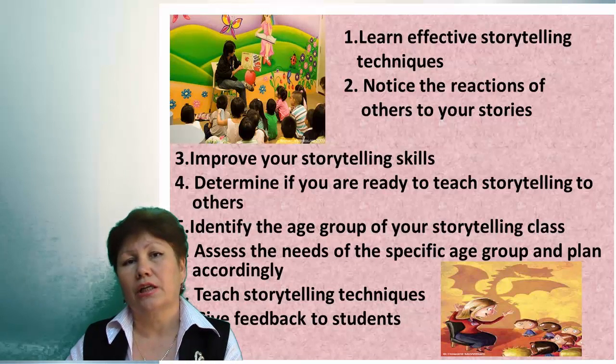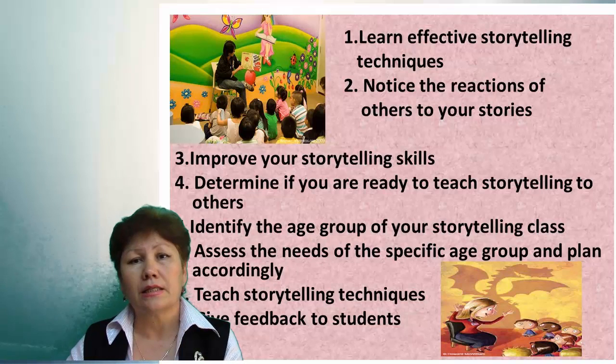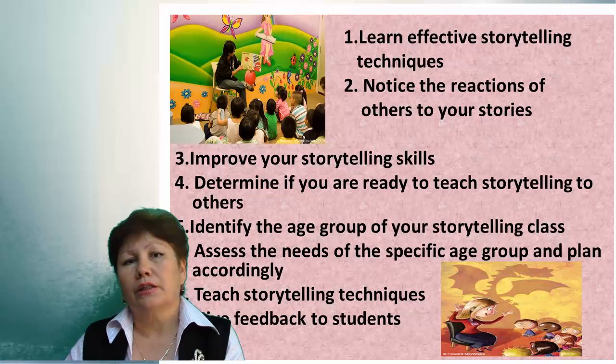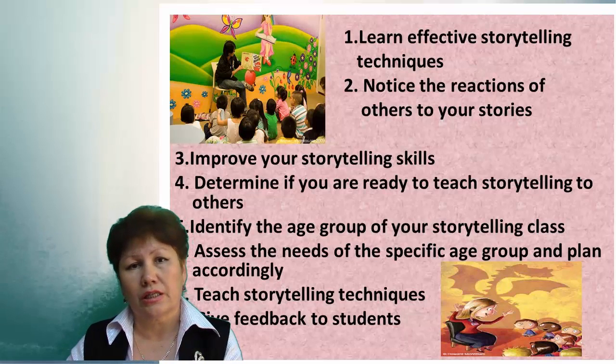The second technique, notice the reactions of others to your stories. Attentiveness, laughter, an emotional response, and sustained eye contact are indications that you are achieving your storytelling goal. A listener's attempts to change the subject, fidgeting mannerisms, and general inattentiveness may indicate a need to adjust the pace, tone, details, or other elements of your storytelling technique.